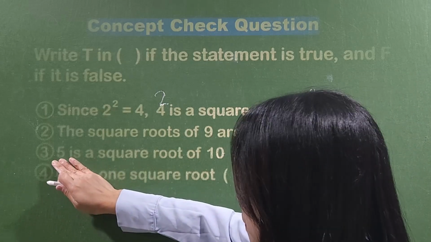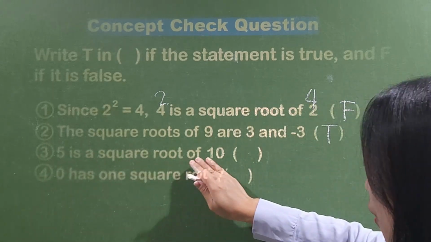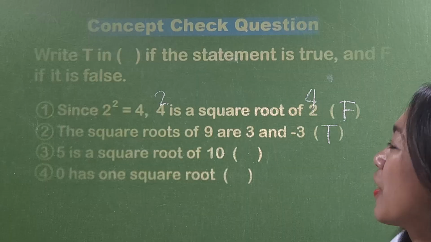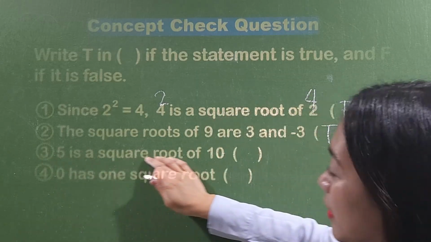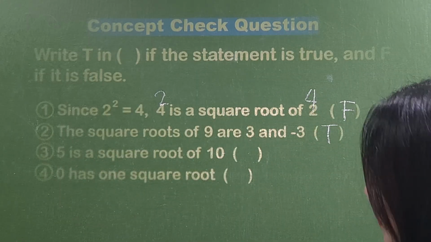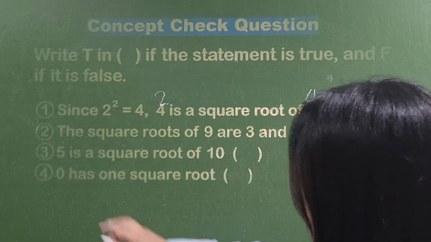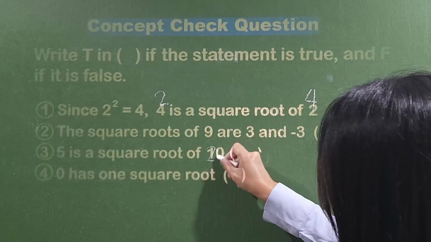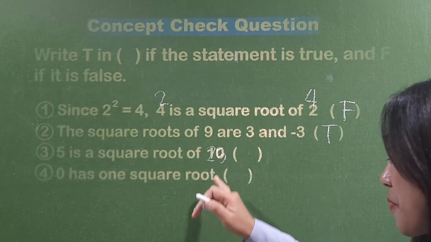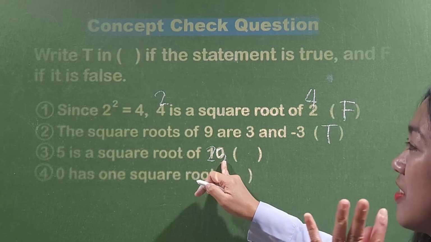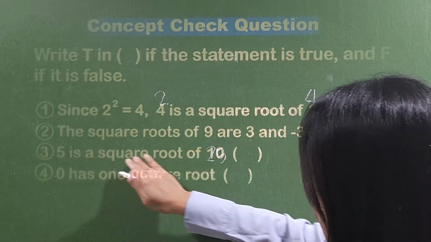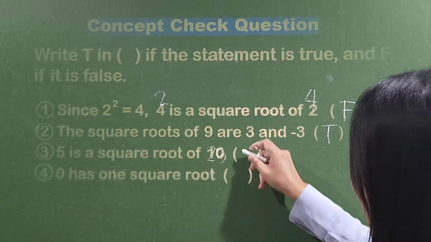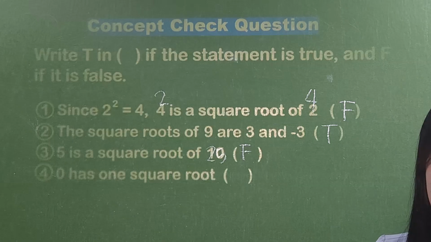The third statement is 5 is a square root of 10. This is false because 5 is not a square root of 10. To fix this statement, we can say that 5 is a square root of 25. So this number should be 25 to make this statement true. So 5 is a square root of 10 is false.